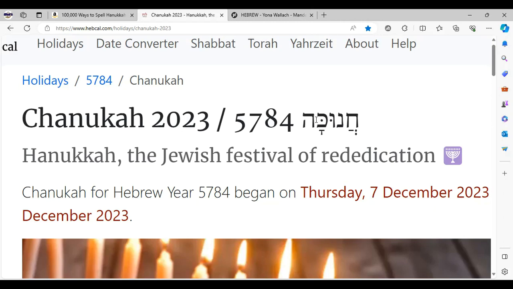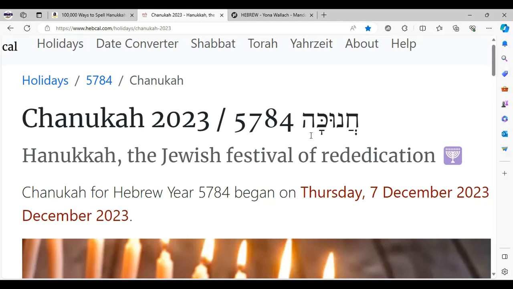And then finally you have the hey, the H sound at the end, just like you have a silent H at the end in English. Sometimes that happens in Hebrew too. So you have cha, nu, ka. And you might notice the hey is also on the dreidel too. So you've got two of the four letters on the dreidel in the word Hanukkah in Hebrew.